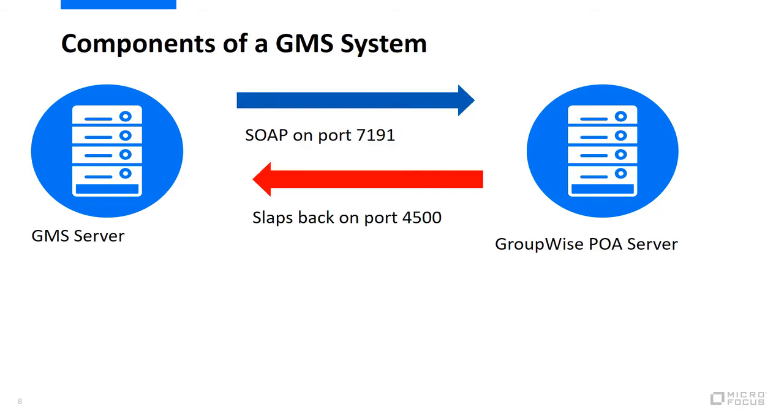When a new event occurs on a GroupWise account, such as receiving a new mail message, the POA sends slap packets to the Mobility Server on port 4500, indicating that a new event is waiting for processing. If port 4500 is listening on the Mobility Server and unblocked by firewalls and all things are running smoothly, the Mobility Server requests the new data through a SOAP connection to the POA almost instantaneously.